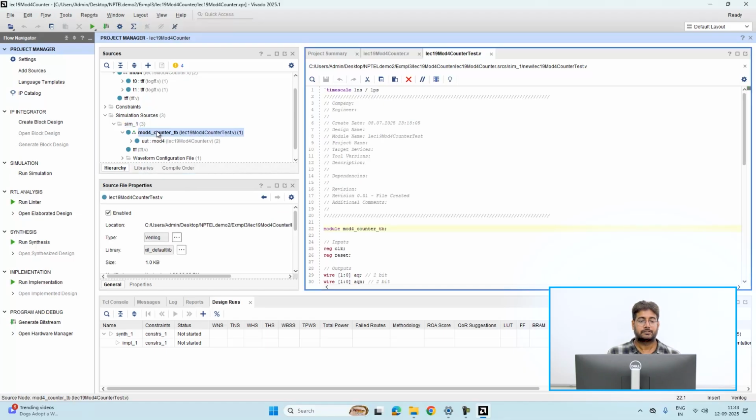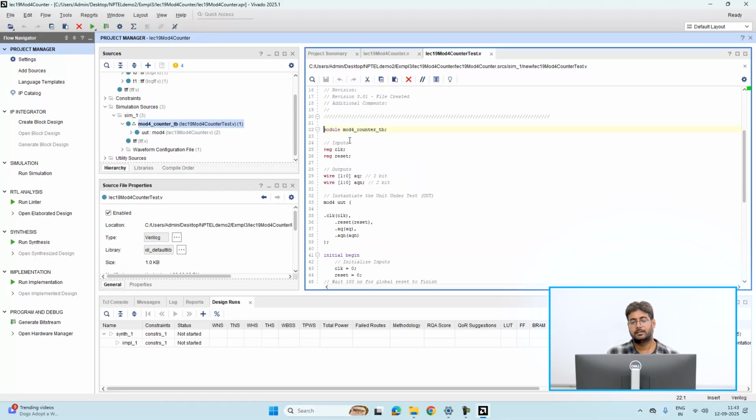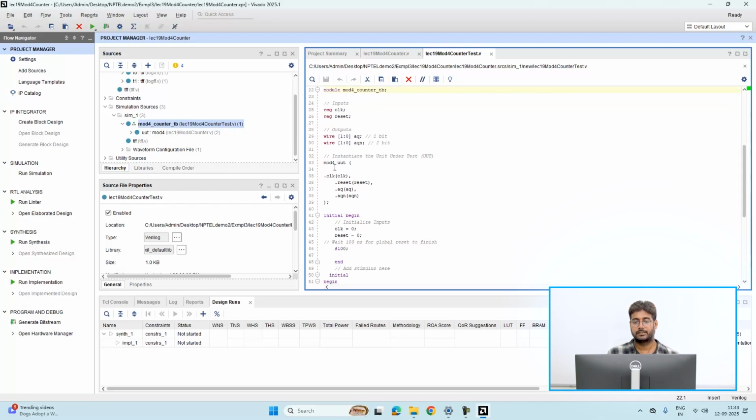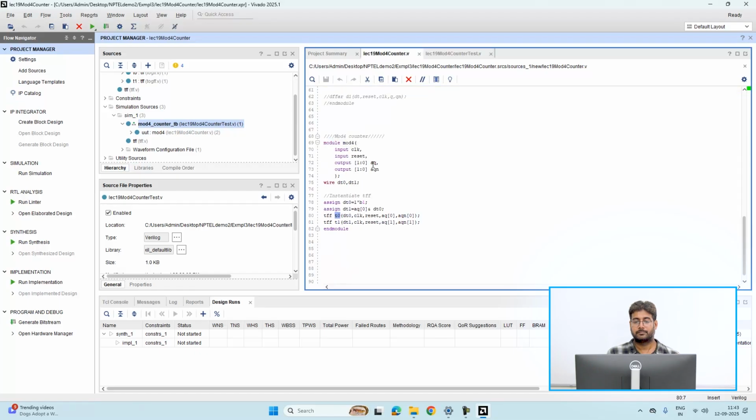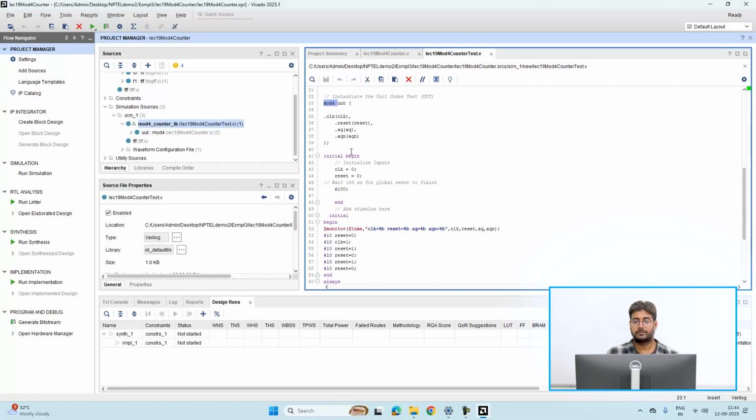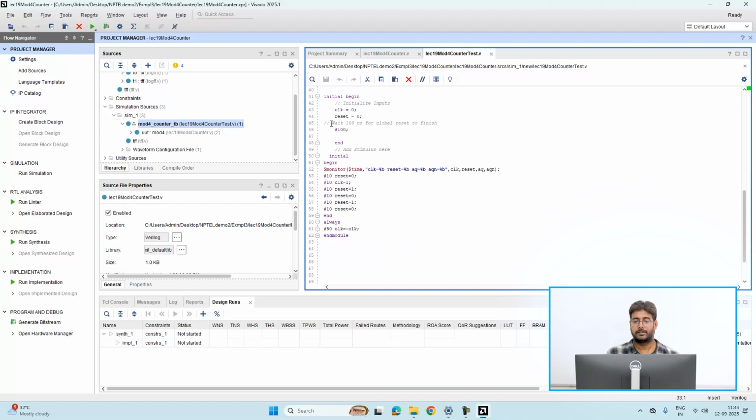And then we will move on to the test bench. Here is the test bench. Module name is mod 4 counter TB. TB is test bench. Inputs clock and reset are defined as reg. Outputs are AQ and AQN, which are 2-bit outputs. They are defined as wire. Then we will instantiate the unit UUT, that is unit under test. Mod 4 is the module name that we have given here. So instantiation is done. Now initial begin means we will initialize the inputs, clock equal to 0, reset equal to 0. Wait for 100 nanosecond.